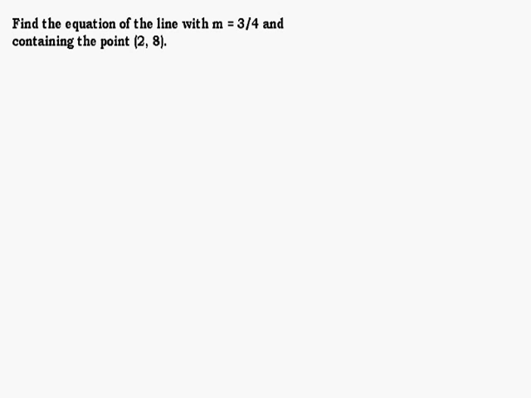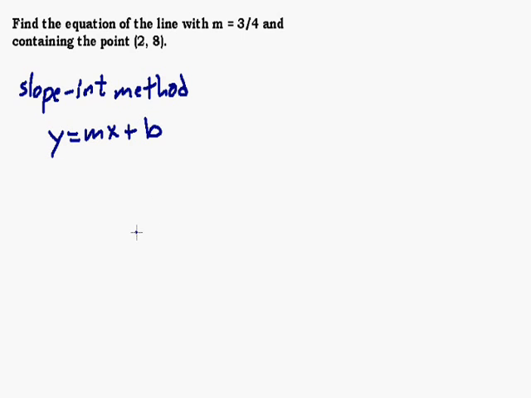Alright? First method we're going to call the slope-intercept method, because we're going to use the equation y equals mx plus b. So what we're going to do here is we know that the slope is 3/4. M equals 3/4, that's your slope.